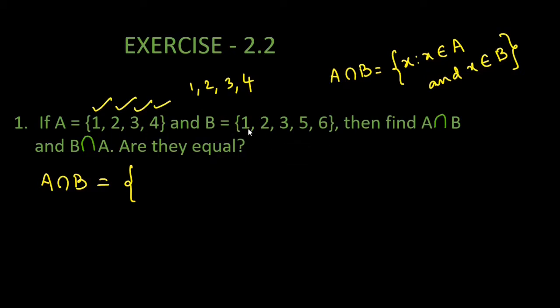1 is in B, so this is a common element. Then 2 is in B, so this is a common element. Then 3, check whether it is there in B or not. 3 is there in B. Now 4 is not there in B. So A intersection B is {1, 2, 3}. So we can write A and B sets here and compare them.